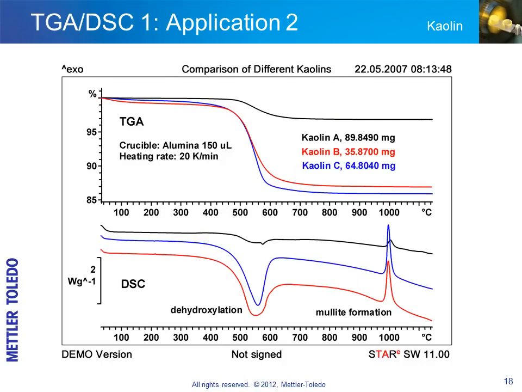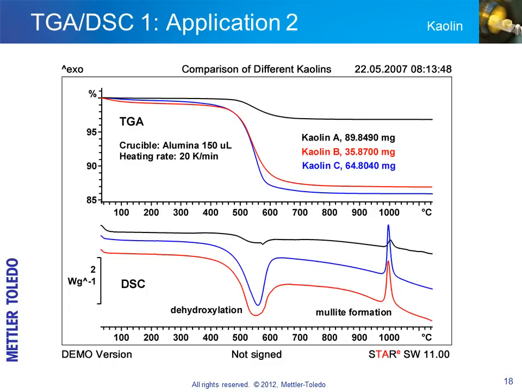Kaolin is a white mineral used in the paper industry, as a filler in plastics, and for the manufacture of porcelain. The example shows the measurement of 3 samples of kaolin containing different contents of kaolinite. Chemically, kaolinite is a hydroxide of aluminum silicate and is the main constituent of kaolin. Kaolinite dehydroxylates between 450 and 600 degrees Celsius and is responsible for the weight loss steps in the TGA curves.